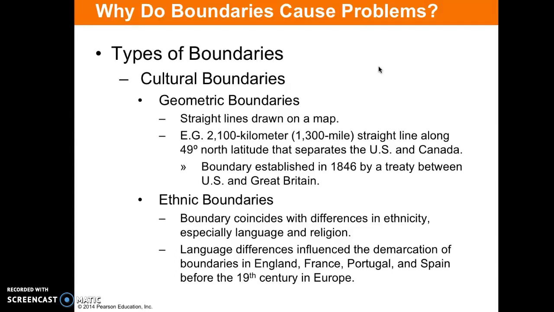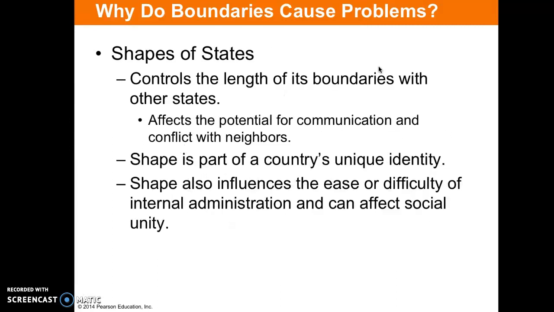When you look on a map and you don't see any kind of physical boundary and you don't see a geometric boundary, the boundary between the 2 states might be an ethnic boundary. These boundaries can coincide with differences in ethnicity, particularly those of language and religion. So language differences would have influenced the creation of the boundaries between England, France, Portugal, and Spain before the 19th century in Europe. And I know that I said England because England before the 19th century was the name of the country, but today it's the UK.